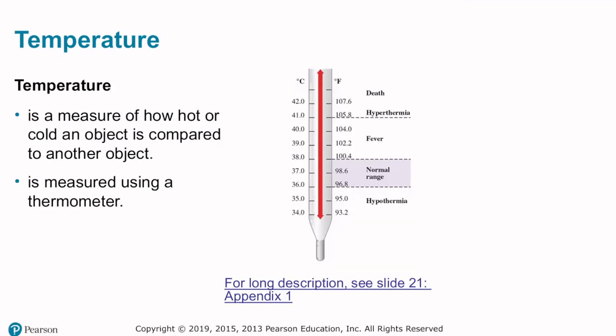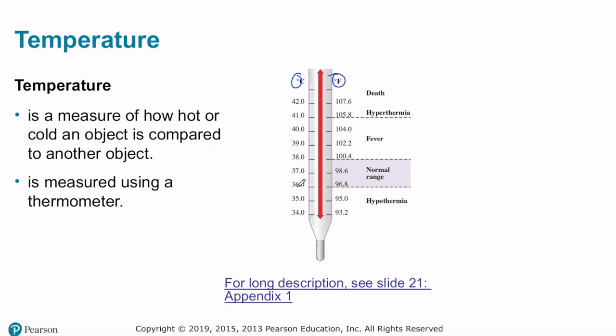Temperature is a measure of how hot or cold an object is compared to another object. It can be measured directly using a thermometer. Here is an example of a thermometer with two different temperature scales. We have the Celsius scale on the left and the Fahrenheit scale on the right.